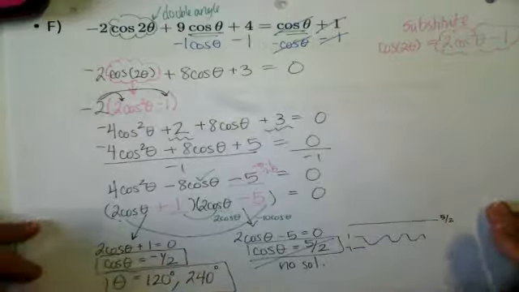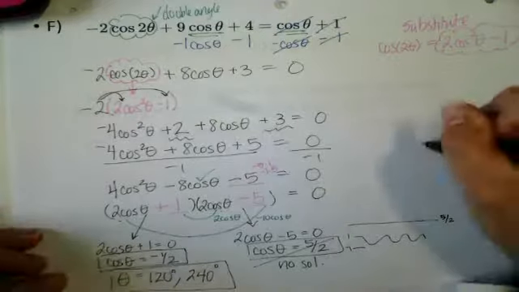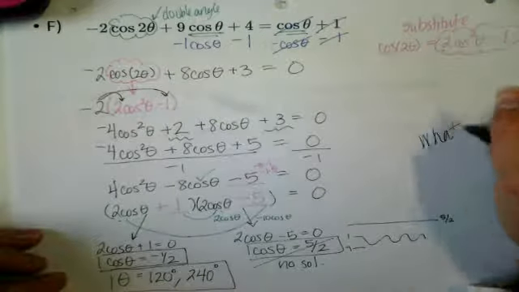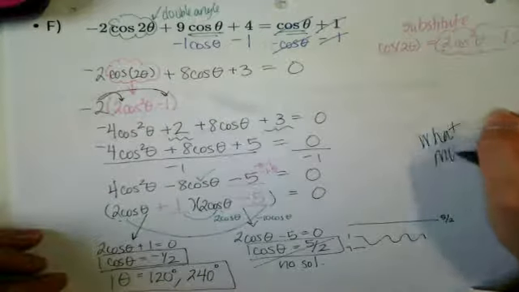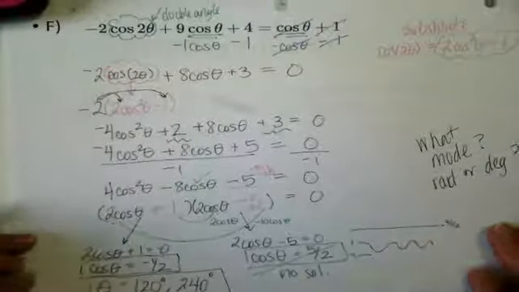Use your calculator and make sure you go back to radian mode. What mode should you be in? Radians or degrees? All right. Make sure you switch back to radian mode in the setup or mode menu.